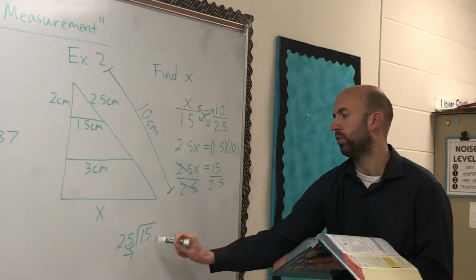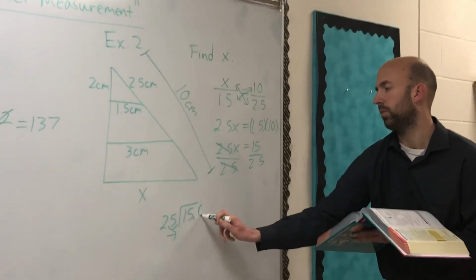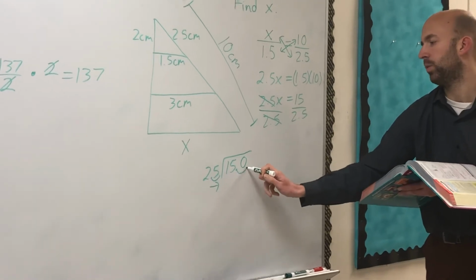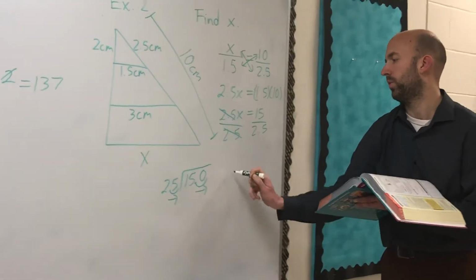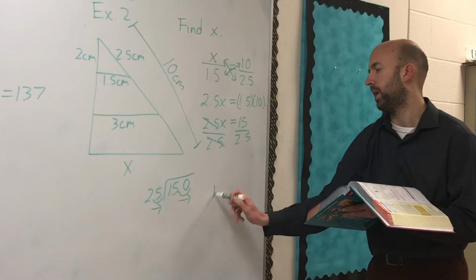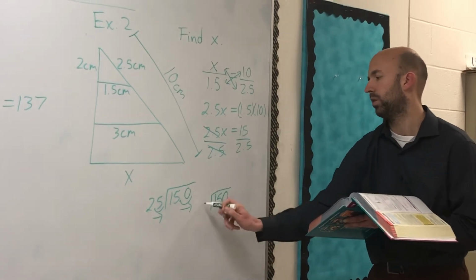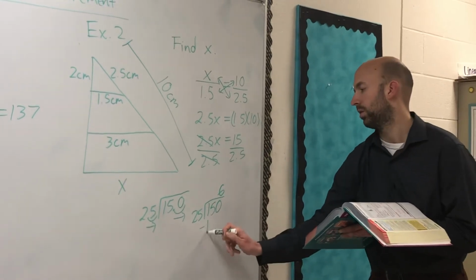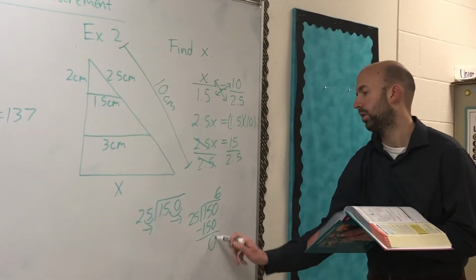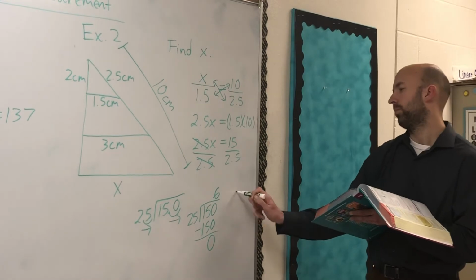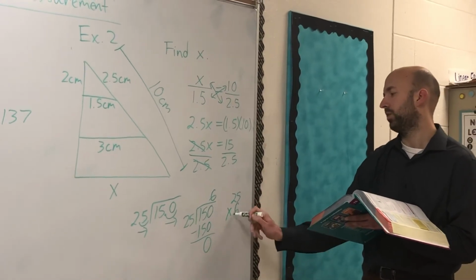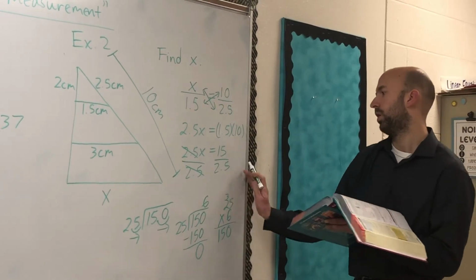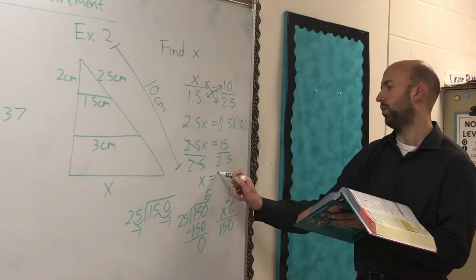There is no decimal point, so put it at the end of the number and put as many zeros as you need after the decimal point. Move it one place to the right. So we have 150 divided by 25, which is 6. Because 25 times 6 is 150. So x equals 6.